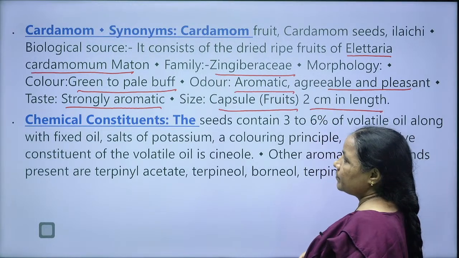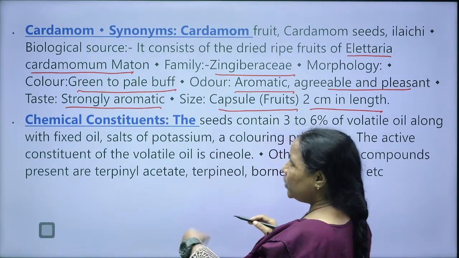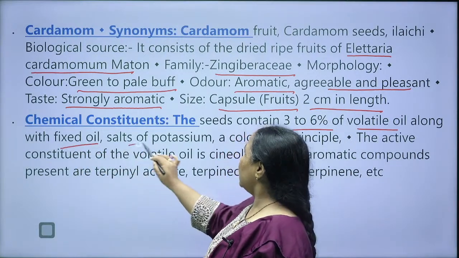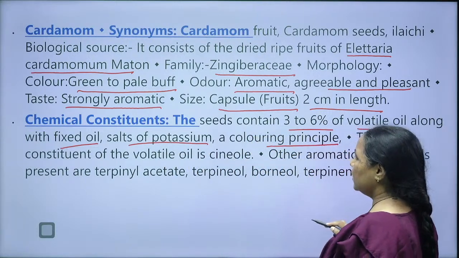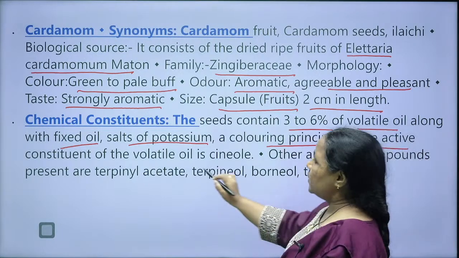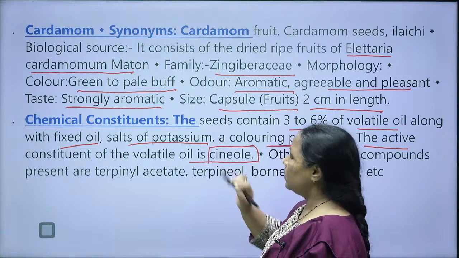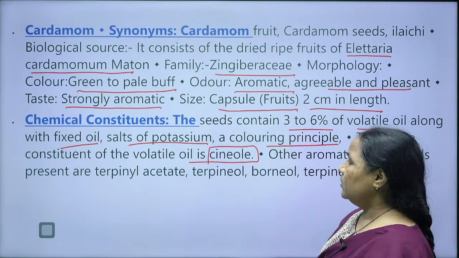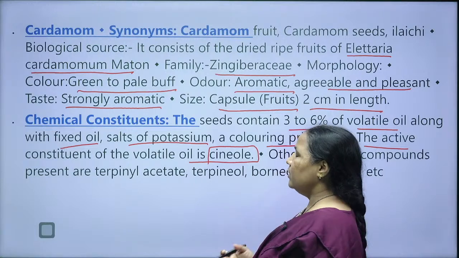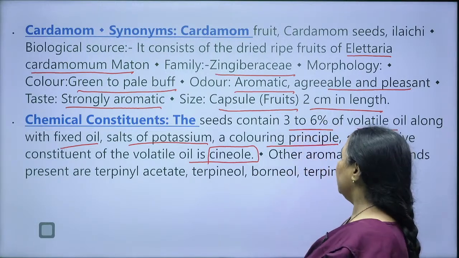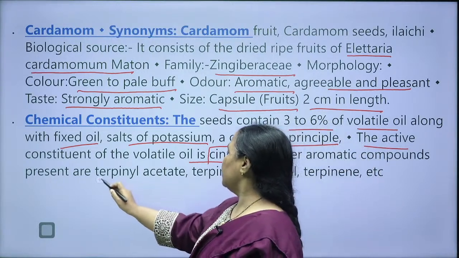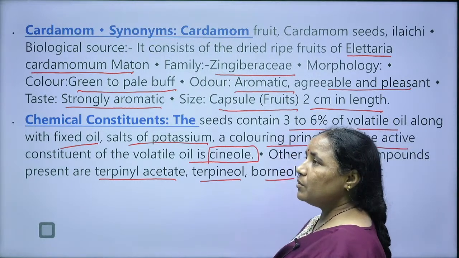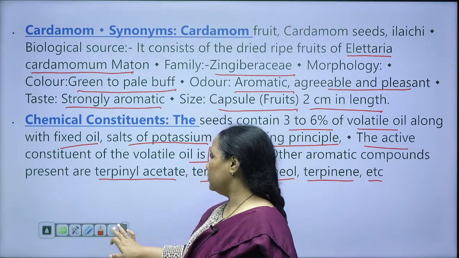like 2 centimeters in length. And the chemical constituents: the seeds of cardamom contain 3 to 6% of volatile oil along with fixed oils, salts of potassium, and a coloring principle, and the active constituent present in the volatile oil is cineol. Cineol is the main volatile oil present in cardamom, which can act as a GI tract regulator, and it is also used as a carminative. Other aromatic compounds present are terpenyl acetate, terpineol, borneol, terpinene, etc. So, these are the major constituents associated with cardamom.